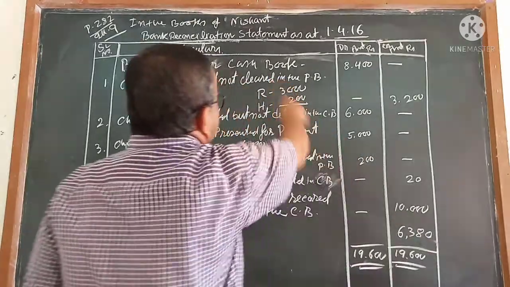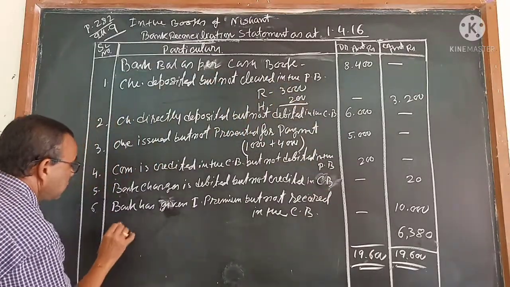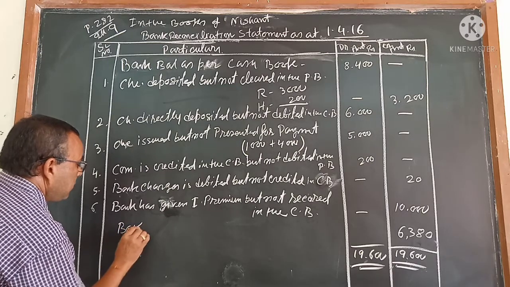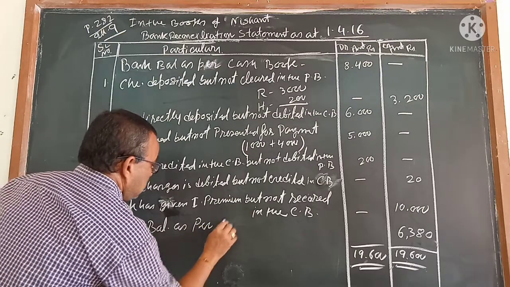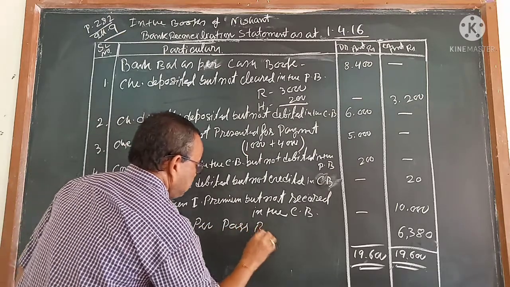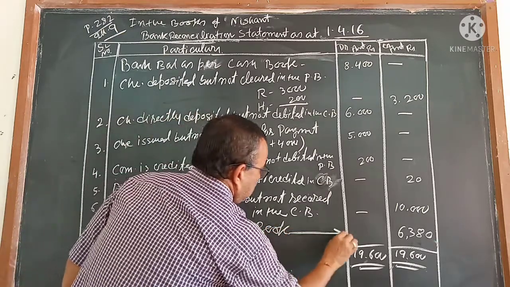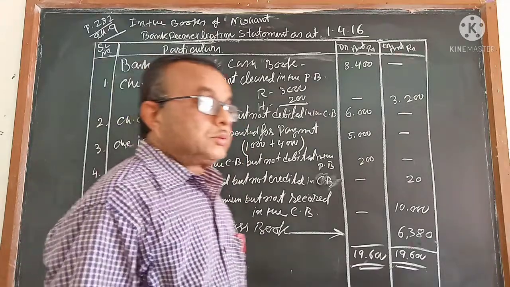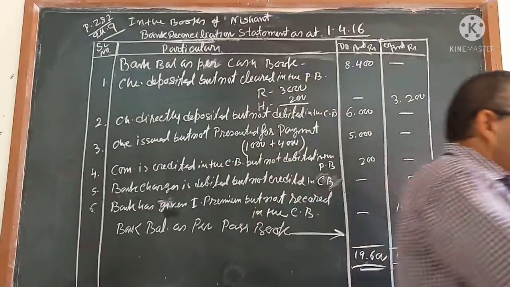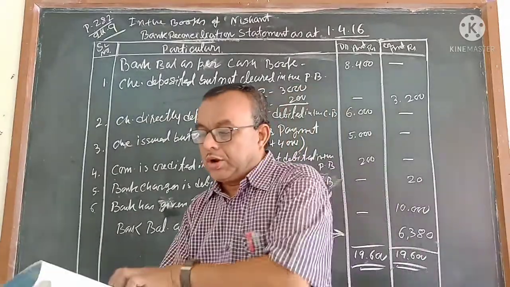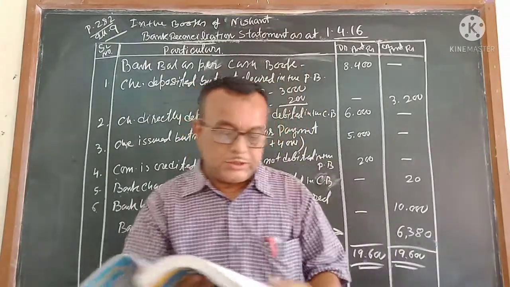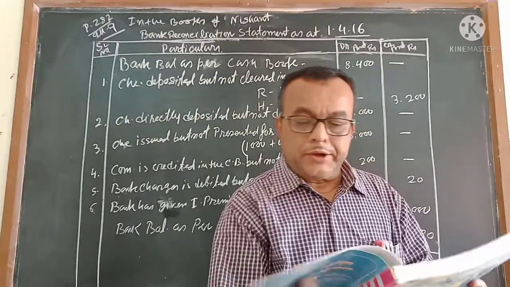This is the cash book and passbook, so the answer will come as bank balance as per passbook. This is the thing. Very easy, nothing is given. You only have to go through which book it is recorded in, and which book it is not recorded in. Like that, next illustration of page number 284.